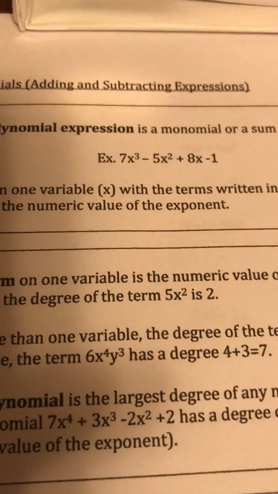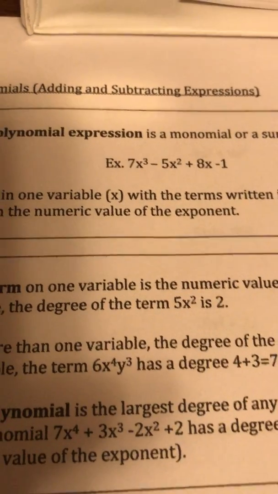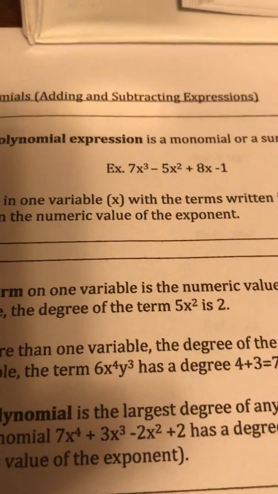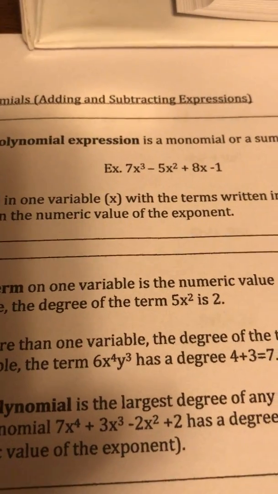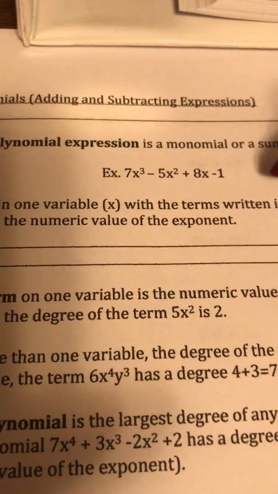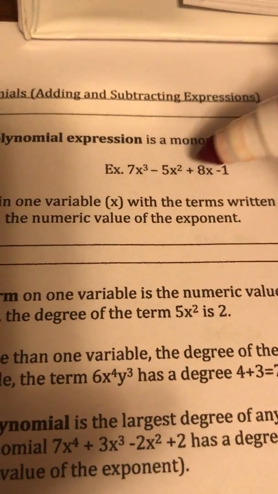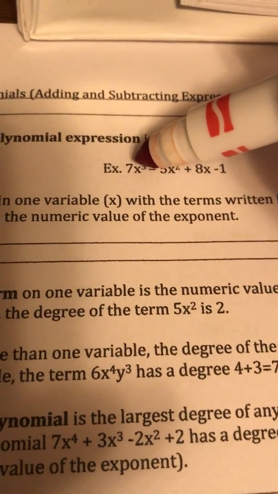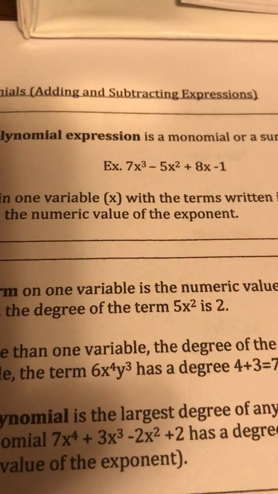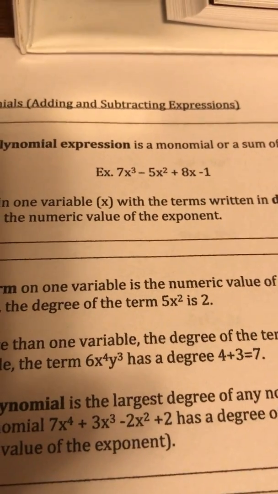Now, when we have a polynomial, you'll notice that polynomials are always written in decreasing order, where the exponent of your variable gets smaller. So we start with the largest exponent and we go to the smallest exponent.